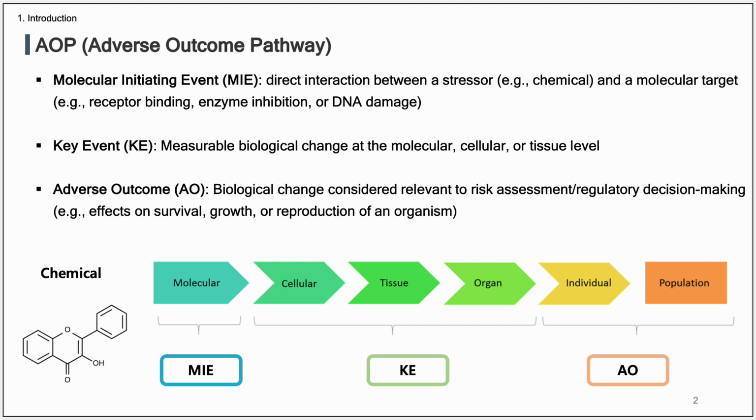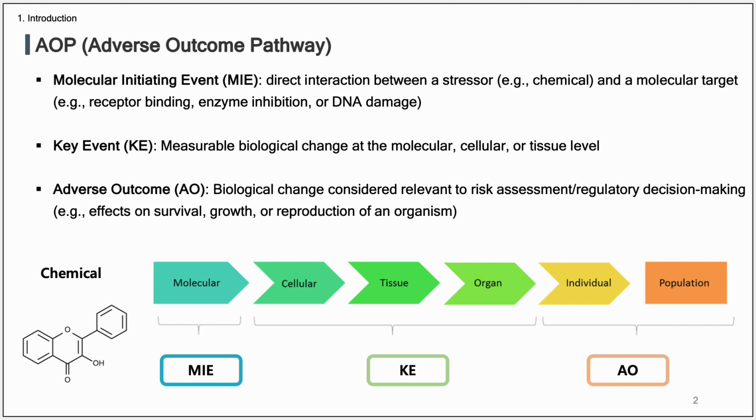First, let's explain what an adverse outcome pathway, AOP for short, is. A biological map depicting the mechanism from the molecular level to the final adverse event that can be observed at the individual level. It starts with a single MIE and goes through a series of key events to arrive at the final adverse outcome event.